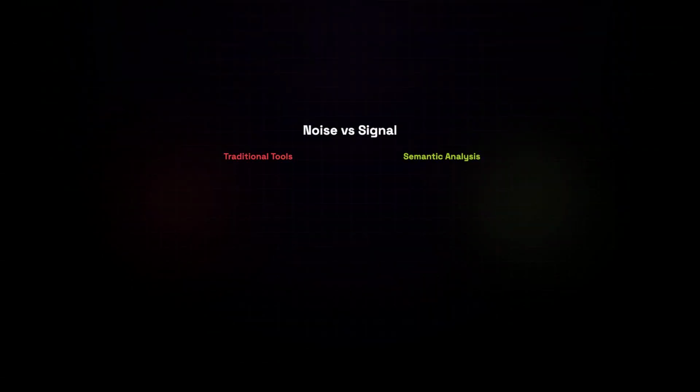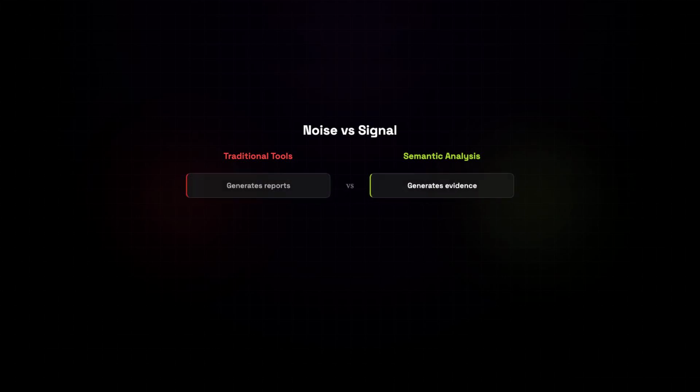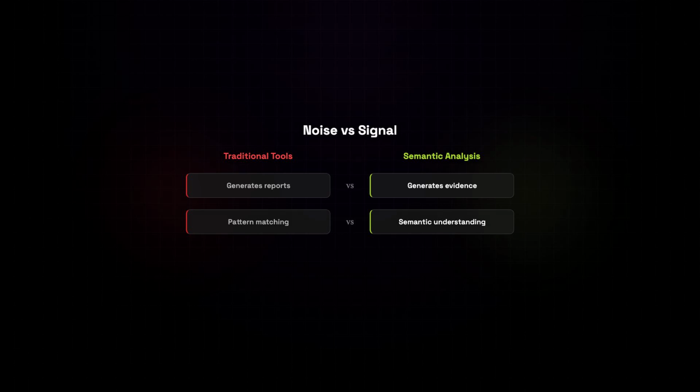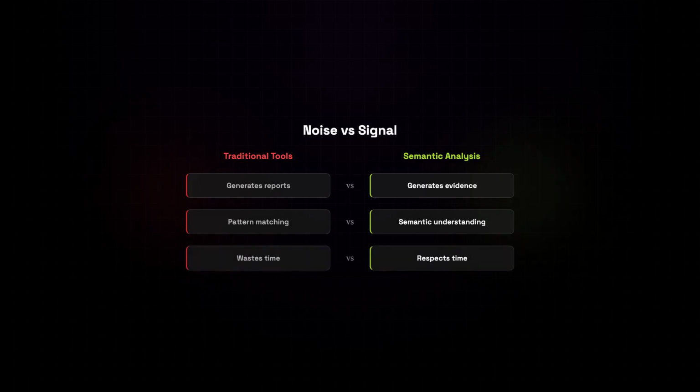The difference between noise and signal is the difference between security theater and actual security. Traditional tools generate reports. Semantic analysis generates evidence. Your team deserves tools that respect their time. Your codebase deserves analysis that understands context.